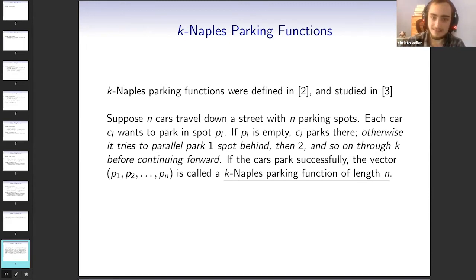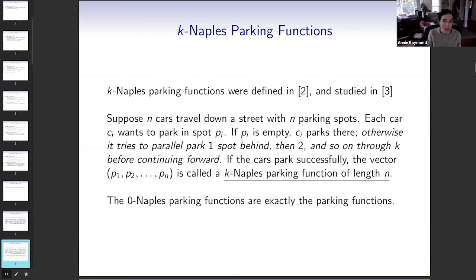So if you want to say this explicitly, suppose n cars travel down a street with n parking spots. Each car wants to park in a spot. If the spot is empty, the car parks there. Otherwise, it tries to parallel park one spot behind, then the next spot behind, and so on, k times before moving forward, just as before. If the cars park successfully, it's called a k-Naples parking function of length n.